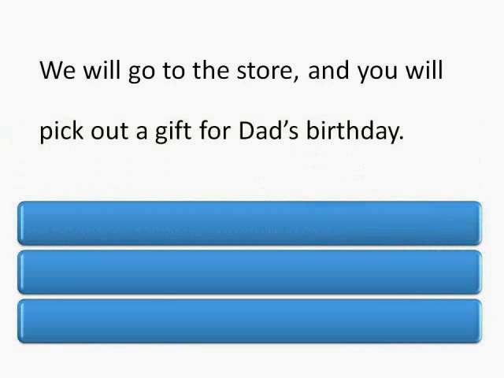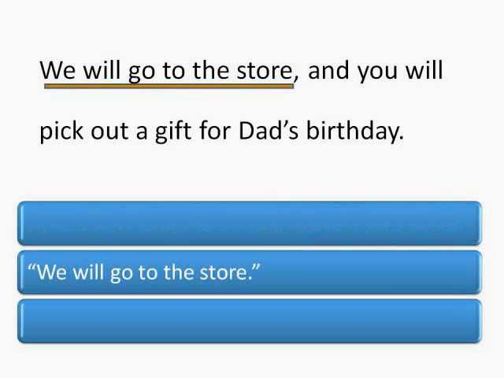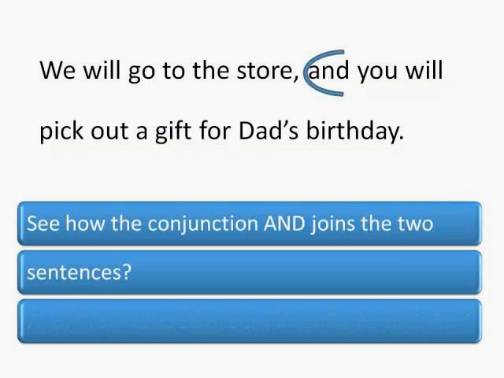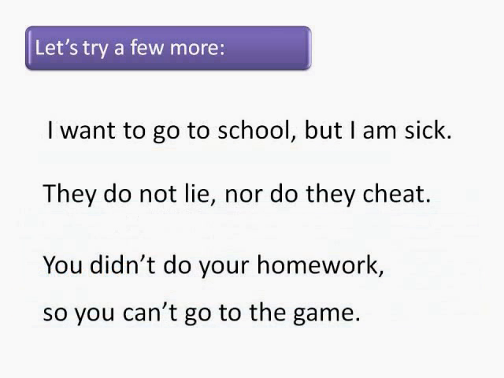We will go to the store and you will pick out a gift for Dad's birthday. Notice here there are two complete sentences. We will go to the store is one, and you will pick out a gift for Dad's birthday is another. See how the conjunction and joins the two sentences? Let's try a few more.